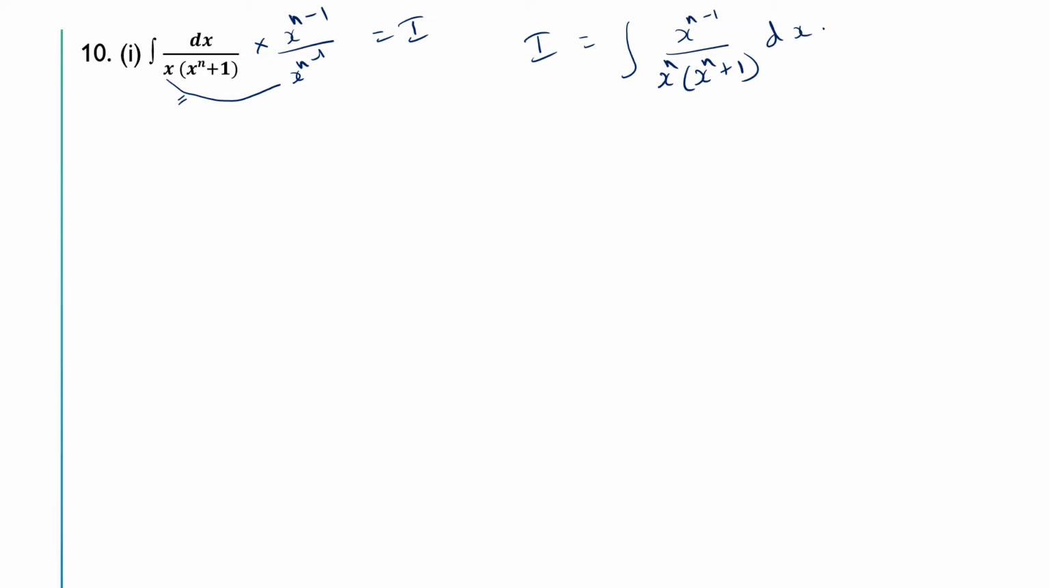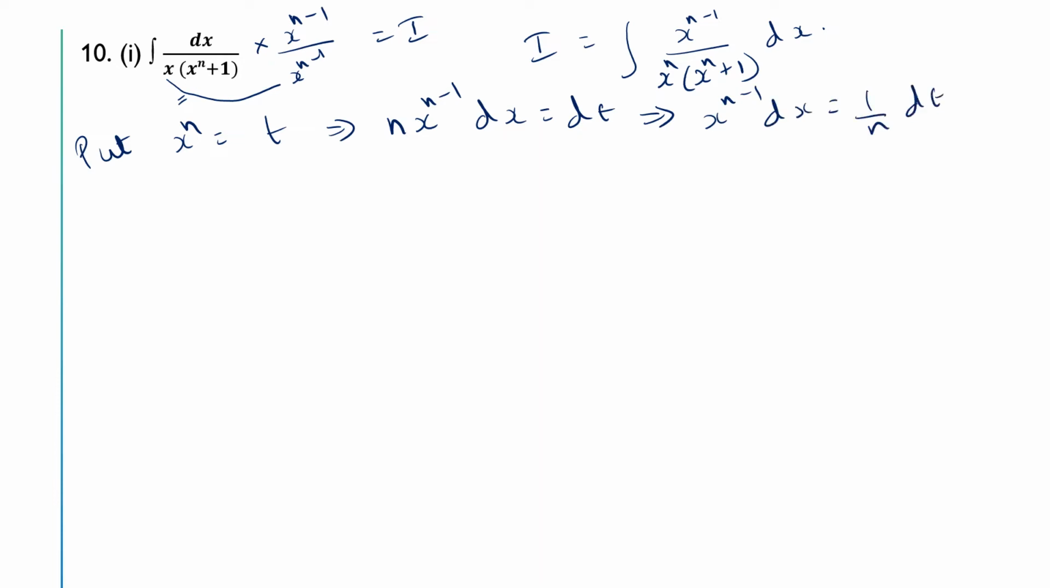So here the substitution that has to be made is, put x raised to n is equal to t. So when we differentiate both sides, we get n x raised to n minus 1 dx as dt, or x raised to n minus 1 dx is 1 by n into dt. So in place of the numerator, we can substitute 1 by n dt, and in the denominator we can put t into t plus 1. So the given integral becomes 1 by n integral dt by t into t plus 1.